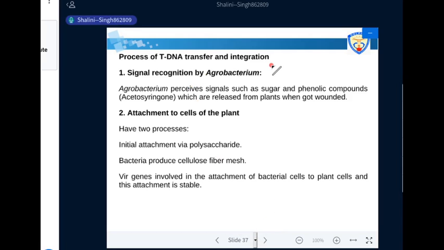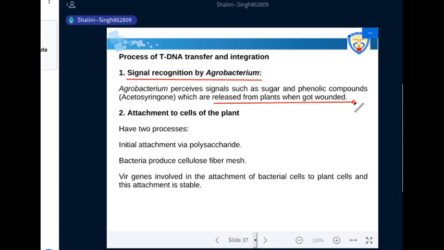Process of T-DNA transfer and integration. The first step is signal recognition by Agrobacterium. The Agrobacterium perceives signals. From where is the signal coming? The signal is coming from sugars and phenolic compounds like acetosyringone, which are released from plants when wounded in natural conditions. Your plants will get wounds. They will start secreting some substances like sugars and acetosyringone. Agrobacterium will receive such signals and then it will be ready to enter the plant cells.